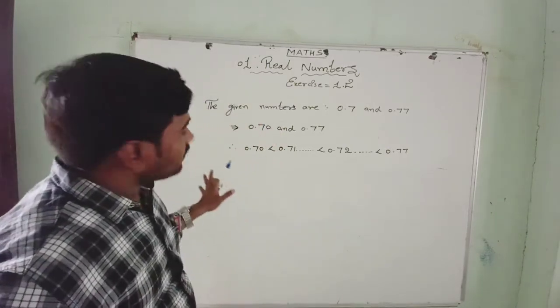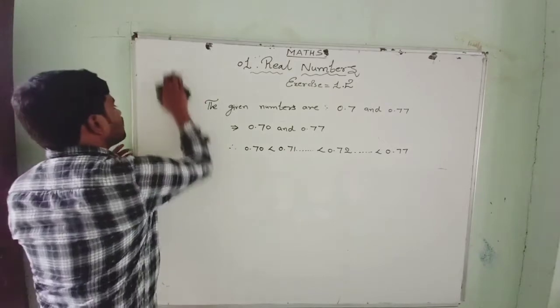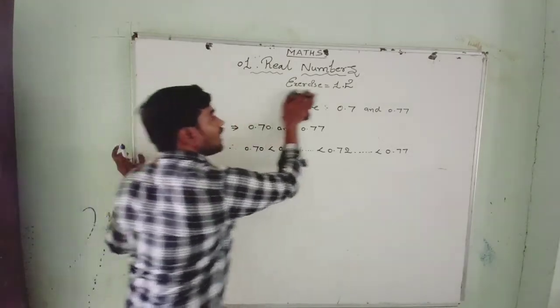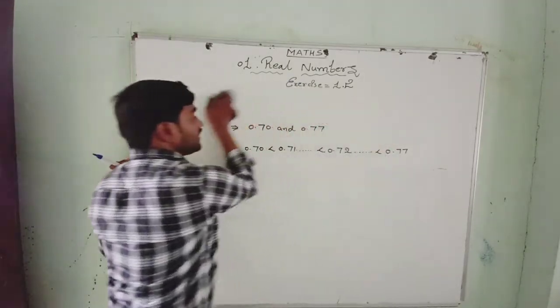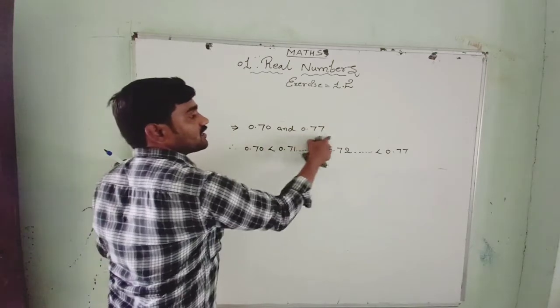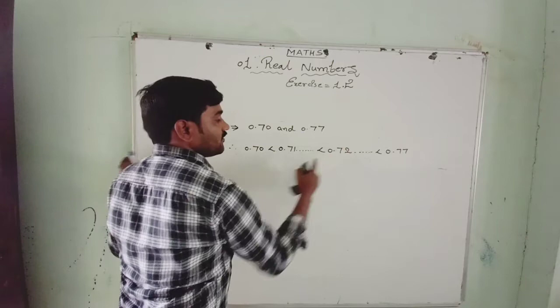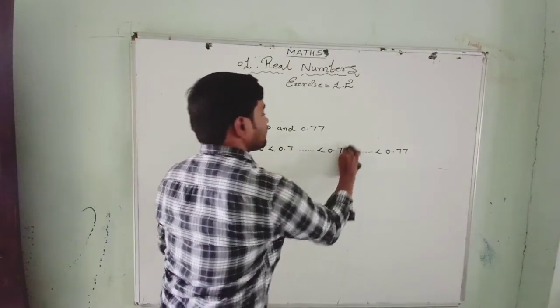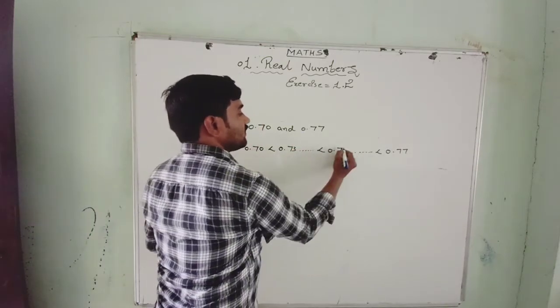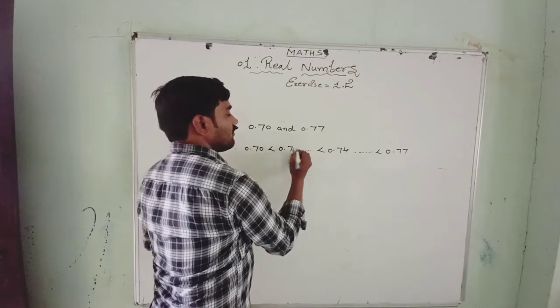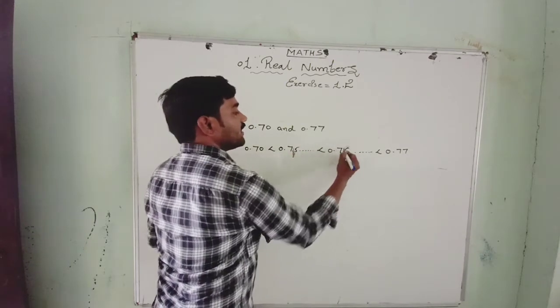So now we'll be having the fifth question. Let's go for the fifth question now. I hope you understood how I have written 0.7, I rewrote it as 0.70. Here 0.77, 70, 77. Between there are 71, 72, or else you can write 73, 74, 5, 6. Any number you write.